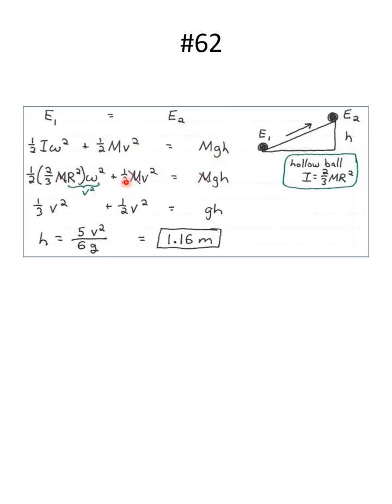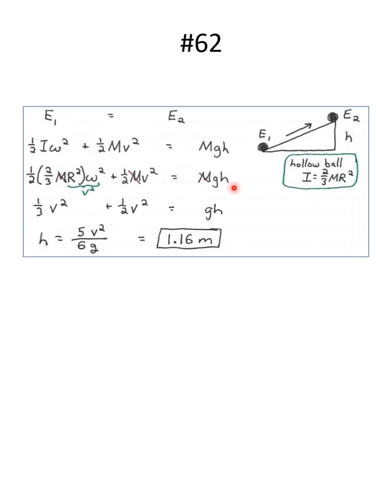And let's see what we can do with kinetic energy to clean this up. The I, because it's a hollow ball, is 2/3 mr squared. So it is 1/2 times 2/3 mr squared times omega squared, but r squared omega squared for a rolling body is v squared. So let's replace that r squared omega squared with v squared. You see the 1/2 times 2/3 becomes 1/3. So we have 1/3 times mass v squared plus 1/2 times mass v squared equals mass times gh.